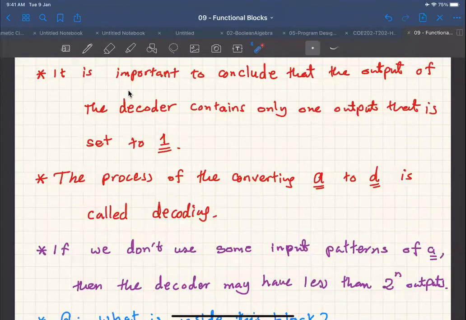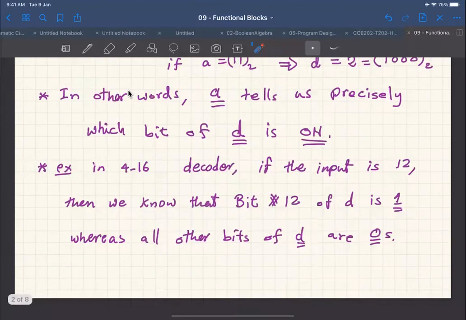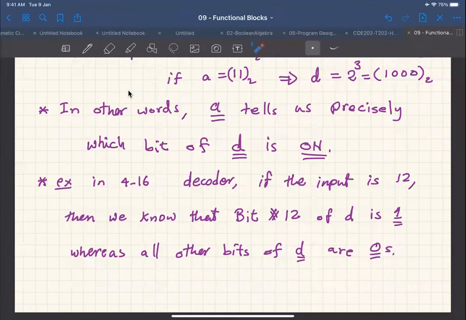So if we don't use some input patterns of A, then the decoder may have less than 2 to the n outputs. For example, if you have 4-bit input, but your input range is a BCD number, how many outputs do you have in this case? You have 4 inputs still, but how many outputs do you need to represent the BCD input? So how many possibilities do you have? From 0 to 9.